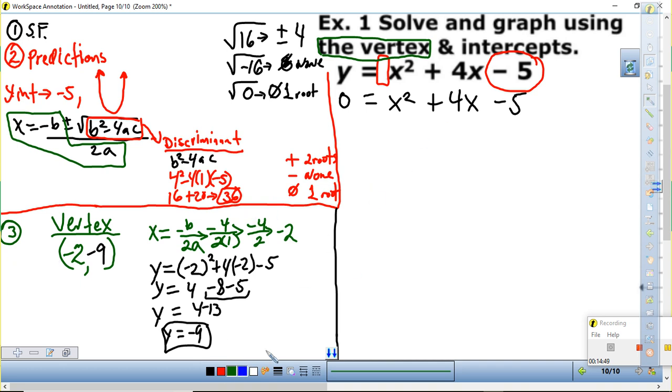And step 4, for those of you that are already almost done copying, step 4, I want you to solve. Do you know how to solve this equation? Does everybody know how to solve that equation? Yes. Tell your neighbor which method you're going to use to solve this equation.